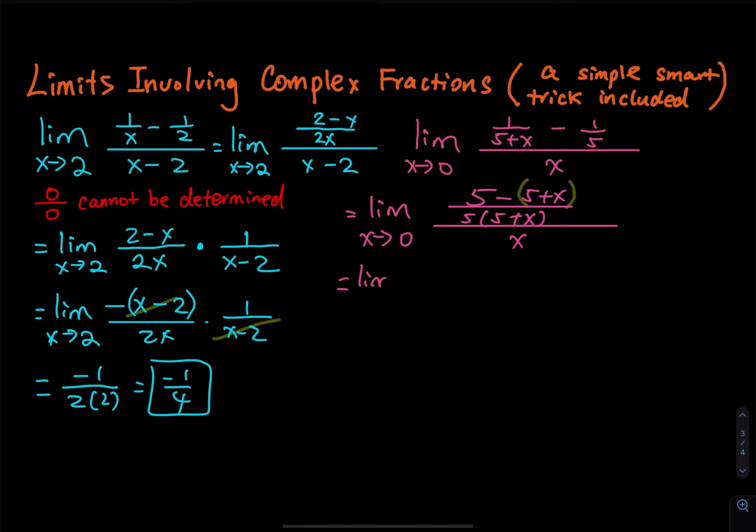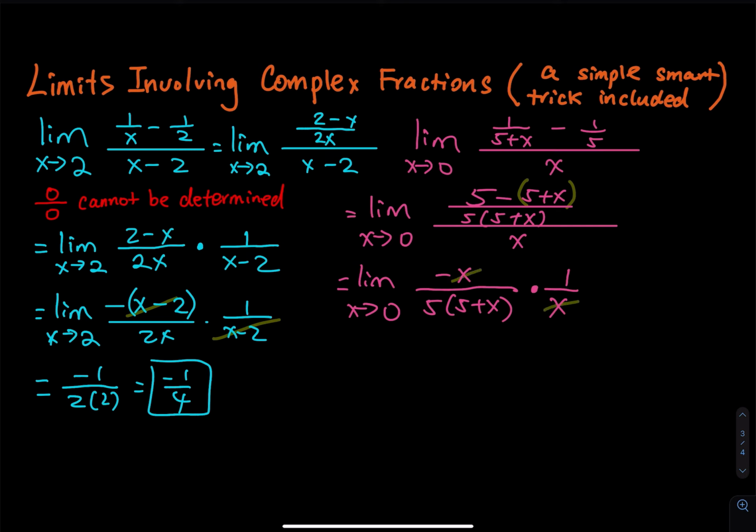And then we have limit as x approaches to 0. So the top is 5 minus 5, that is gone. Then we have a minus x divided by 5 times 5 plus x. And then you multiply the reciprocal of the denominator, which is 1 over x. And now you can get rid of the x, right? So get rid of the x.